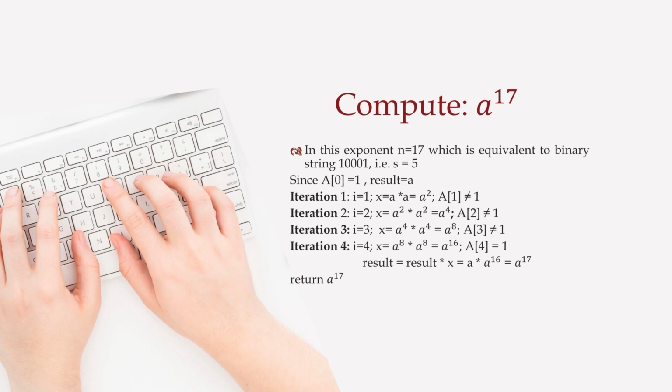that is a to the power 16, and you have to check the a4 value, which is 1, because the least significant to most significant bit is also 1. So in this case, using this algorithm, if ai equal to 1, result equal to result into x. The earlier value of result is a, and the x value in the previous step, that is iteration 4, is a to the power 16. So a into a to the power 16 is a to the power 17. So finally, return a to the power 17.